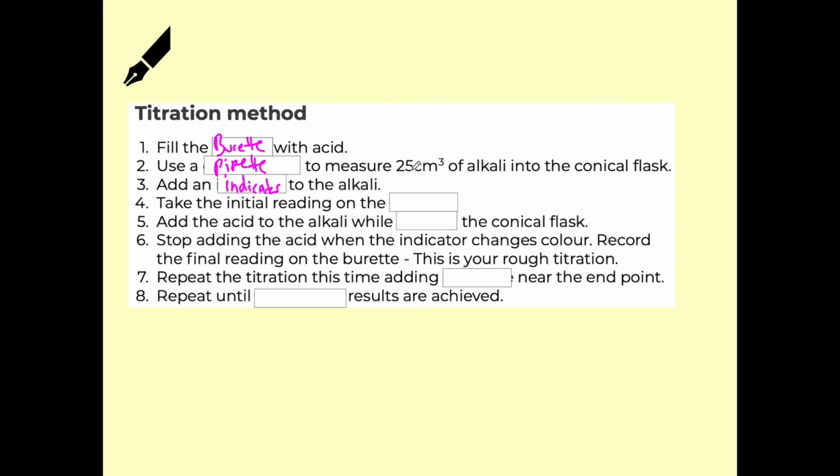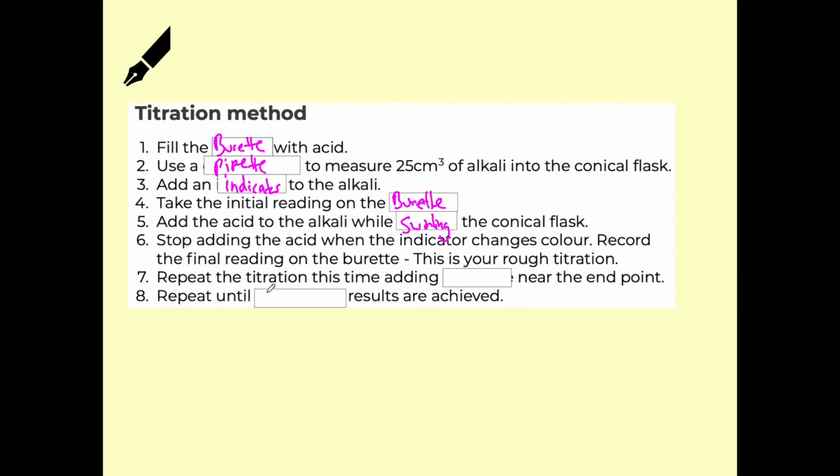We then take an initial reading on the burette, so seeing where our starting level of acid is. We're then adding the acid to the alkali whilst swirling the conical flask, and that swirling is important so that it's evenly distributed throughout the mixture. Then stopping adding the acid when the indicator colour changes, recording the final reading on the burette. That is our rough titration.